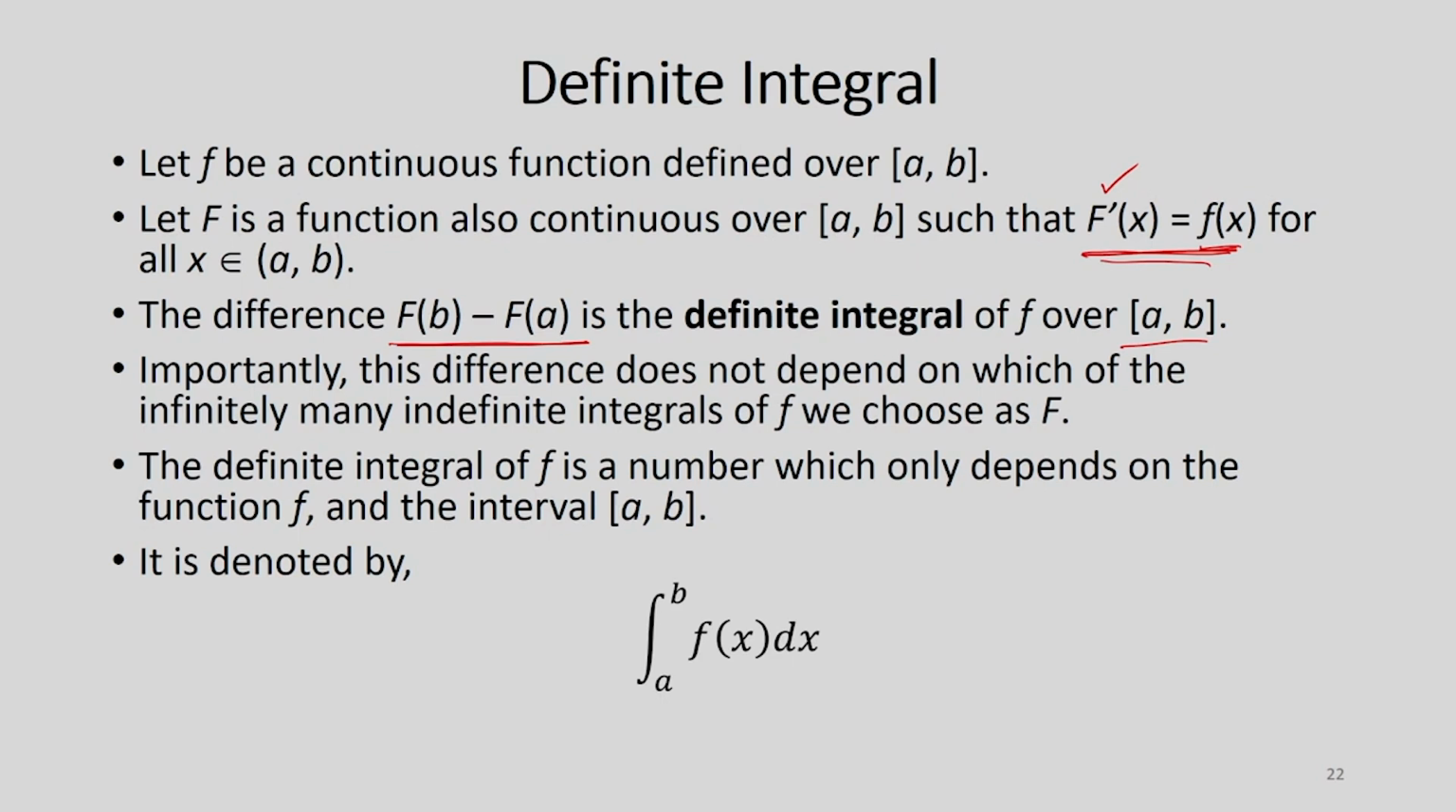The definite integral of small f is a number. Definite integral is a number which only depends on the function f and the interval a to b, and it is denoted by this notation. So, first you have the usual integral sign, and you note that here I have written a and b, on top I have written b, and on bottom I have written a. Then comes the integrand, which is small f x, and then comes dx.